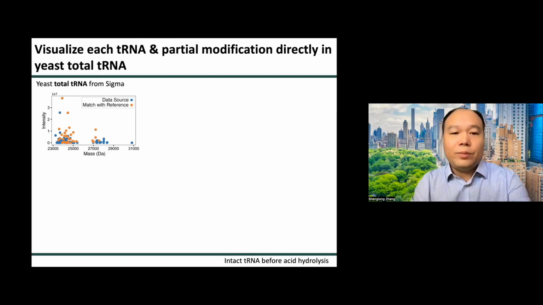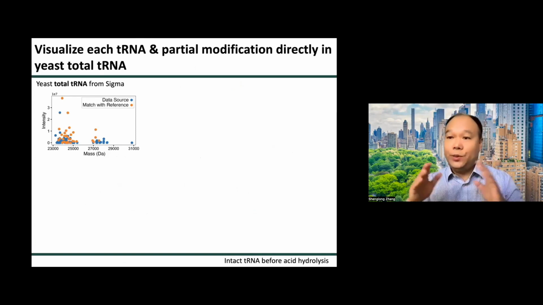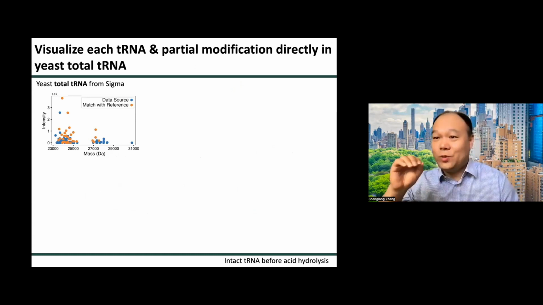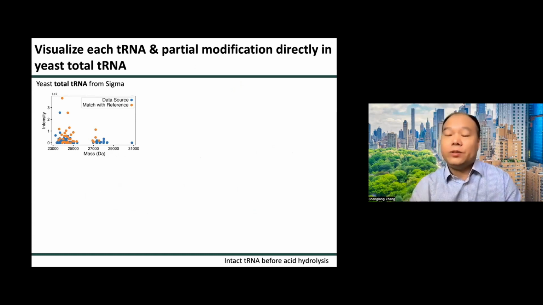So the samples I have been talking about are typically highly purified tRNA, not necessarily a single tRNA sequence, but relatively easy to sequence. But I would also like to say we can handle total tRNA, which is much more complicated. Say this is the data we collected from a total tRNA sample, and you can see different dots, each dot indicating a tRNA.